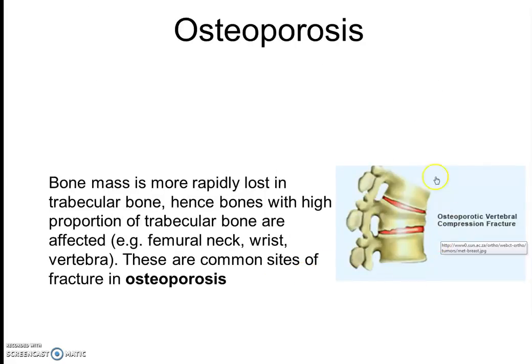This is just showing the sorts of fractures that occur in osteoporosis. We've got an osteoporotic vertebral compression fracture there, where the bone has fractured and then become compressed, so that each vertebra is smaller in depth than a normal vertebra, and this is a fairly common sign of osteoporosis.